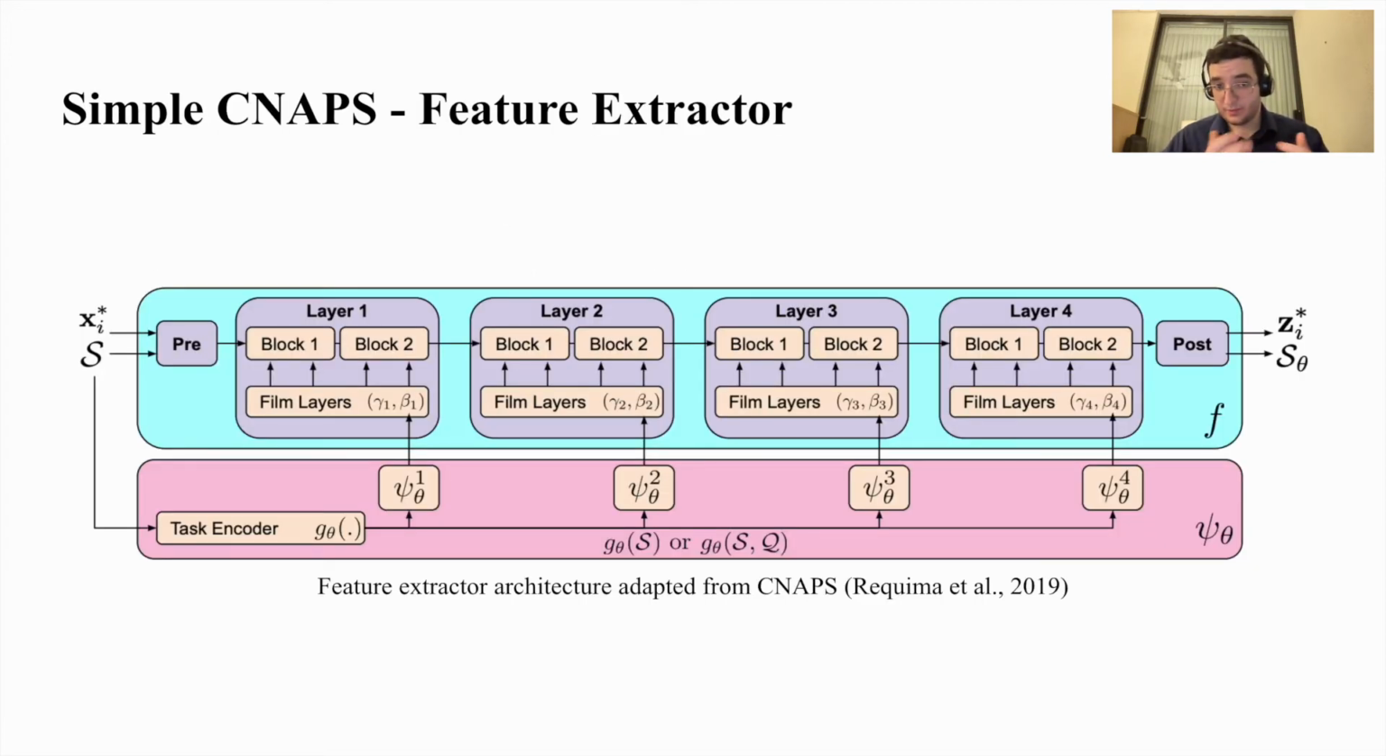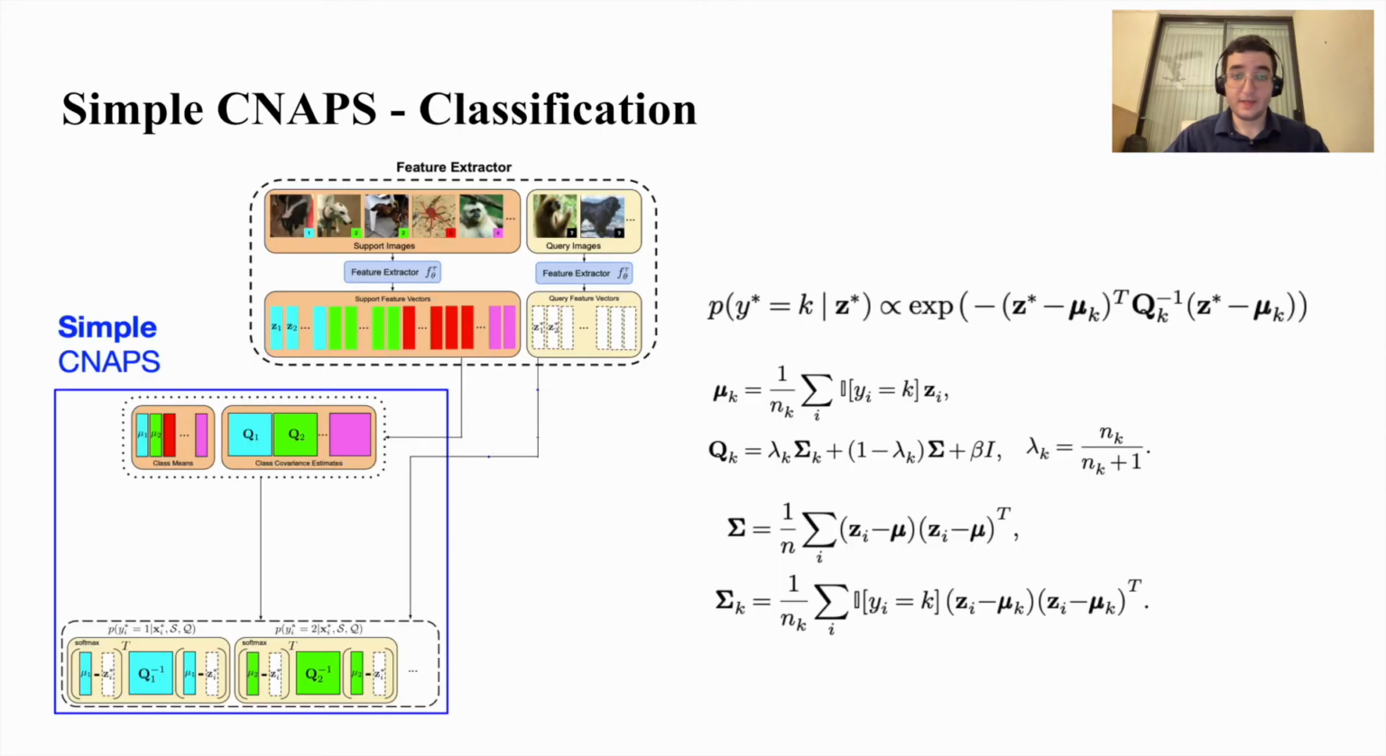So simple CNAPS, which our work builds on, consists of a feature extractor with FiLM layers, that is feature-wise linear modulation layers, inserted across it. And those parameters are manipulated using an adaptation network that conditions on a task embedding based on the support examples. At the classification step, the feature extractor, once adapted, produces feature vectors for each of the support examples that are then pushed into mean and covariance estimates to define class clusters for each class present in the task.